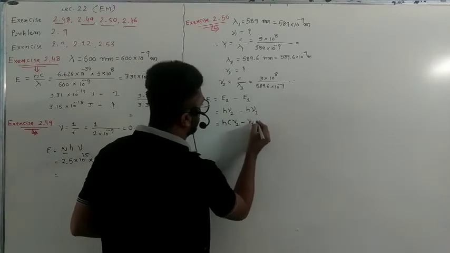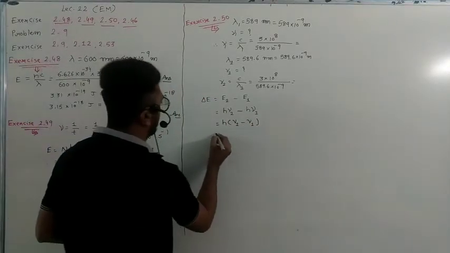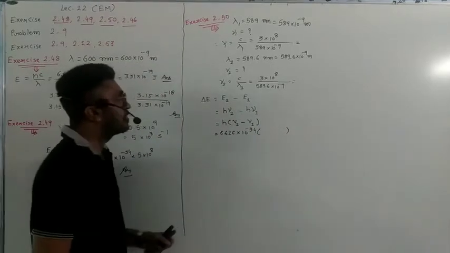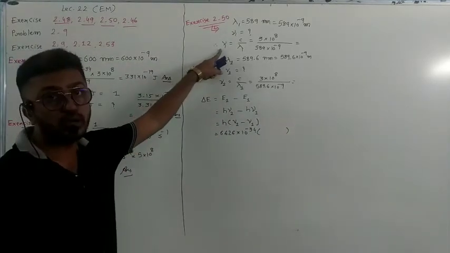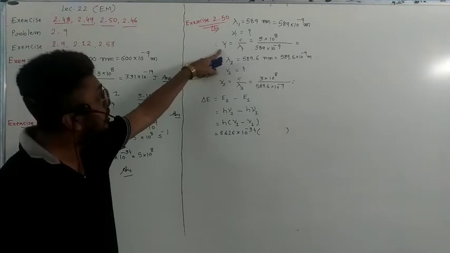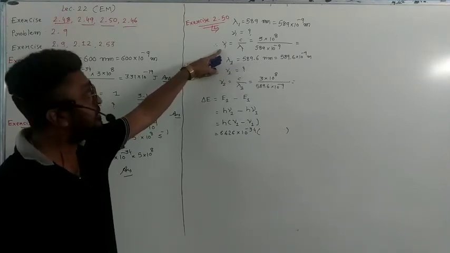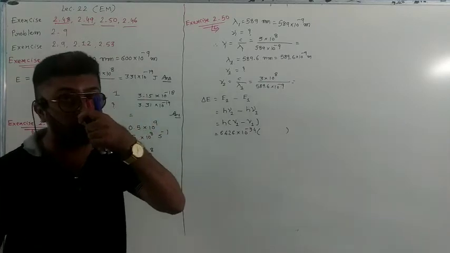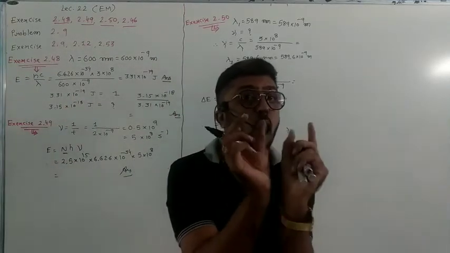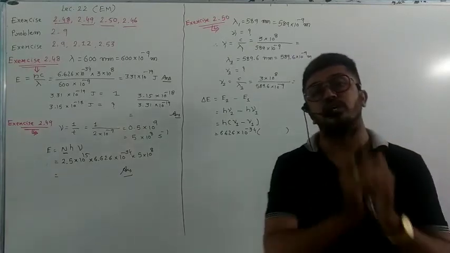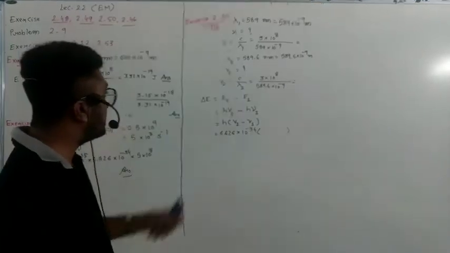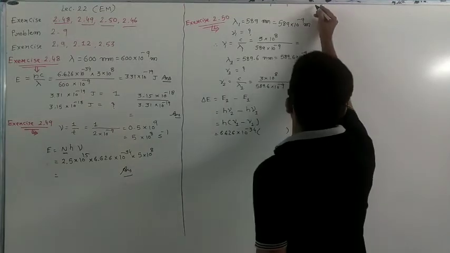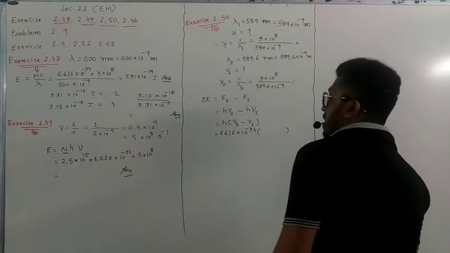here, nu 2 minus nu 1, and 6.626 into 10 raised to minus 34 in bracket nu 2 minus nu 1. The values which you have obtained from the earlier step, nu 1 and nu 2, you have to write in this step, nu 2 minus nu 1. When you go through in a difference mode, you have to take the common values, and then you will find the right answer. So this is delta E, E2 minus E1. Exercise 2.50 is over.